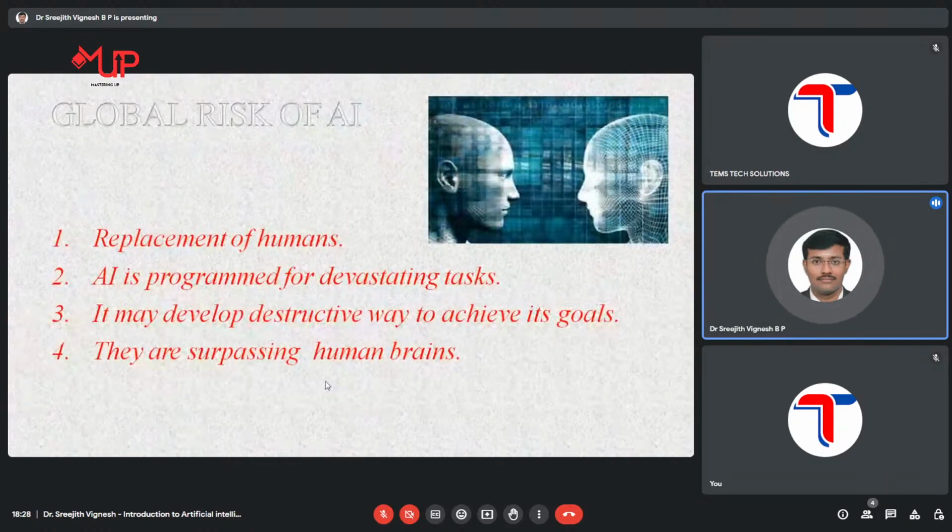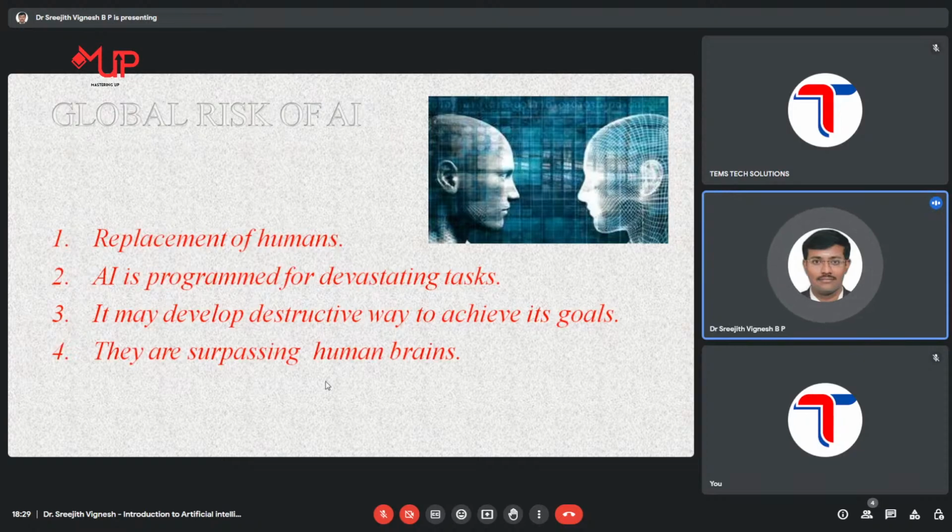So, global risk of AI. The global risk is the replacement of humans. Many people are scared: oh my God, this AI is going to replace my job, it is going to take my job, and I'm going to be pushed below the poverty line. No, definitely it is not going to happen. But still, the global risk is there.